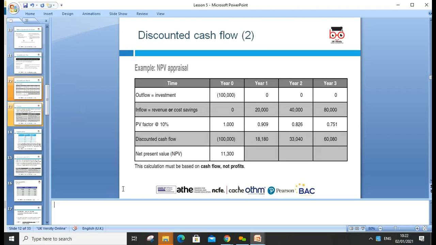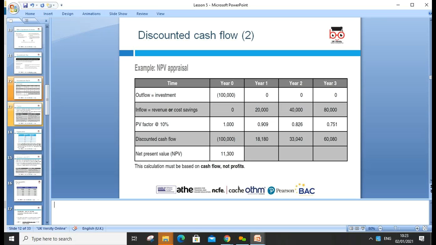Okay, you will see here, we are investing 100,000 in the project. This is the money going out. Year zero means the current year. In the current year, we are investing 100,000, and we are getting back in year one inflow cash coming into the business of 20,000, 40,000, and 80,000. We are using one factor which is called the present value factor, or we also use the discount factor, DF.